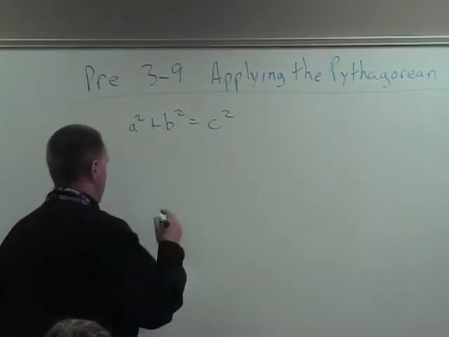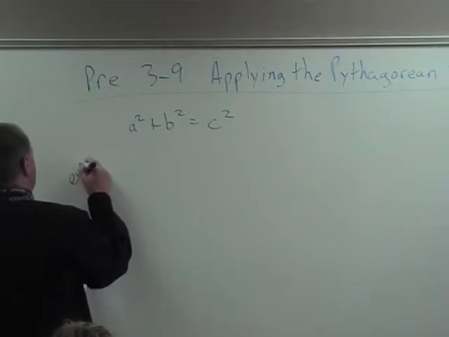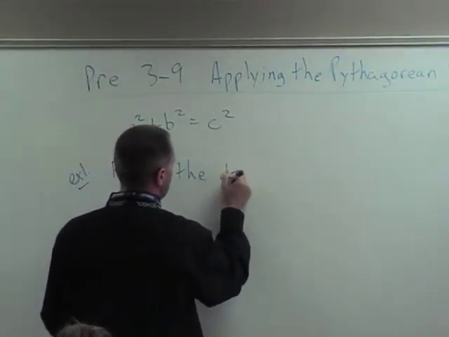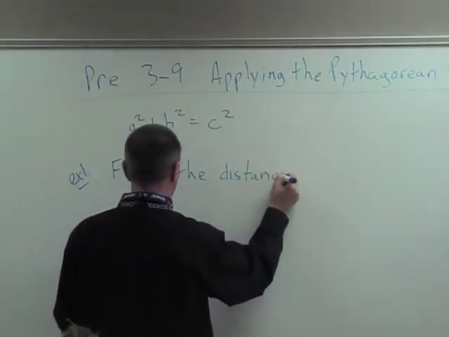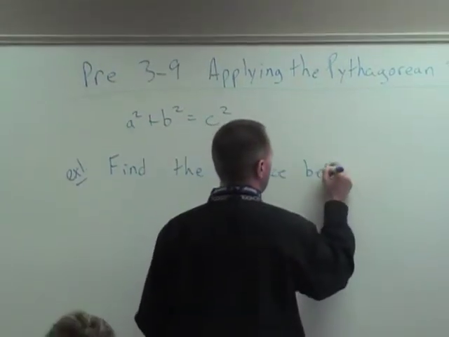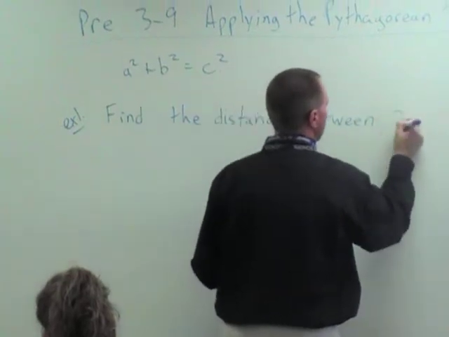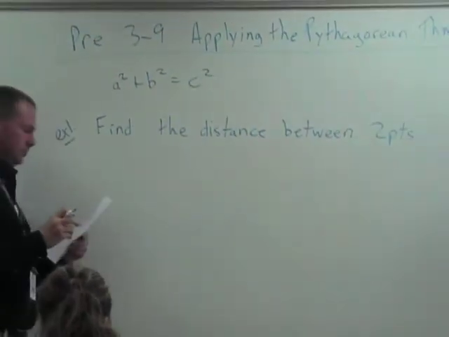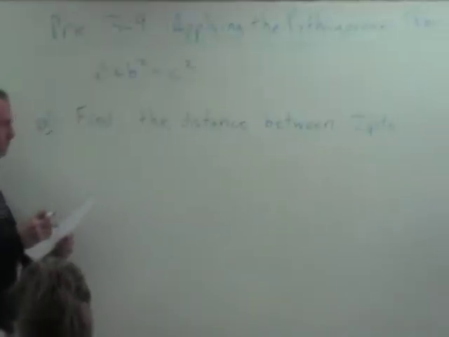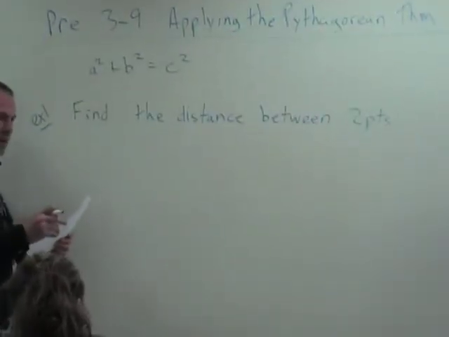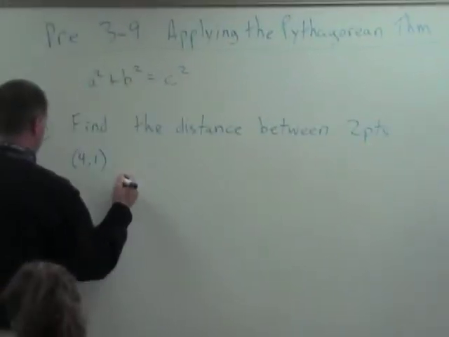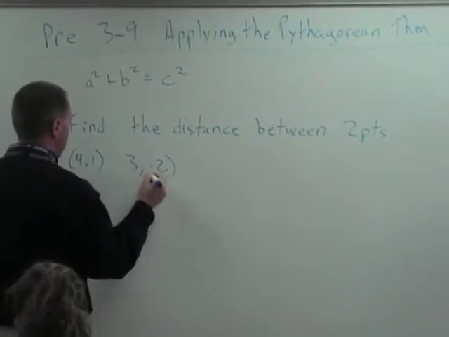All right, so example 1. We got 3 examples for you today. Find the distance between 2 points. Given 2 points, (4, 1) and (3, negative 2).